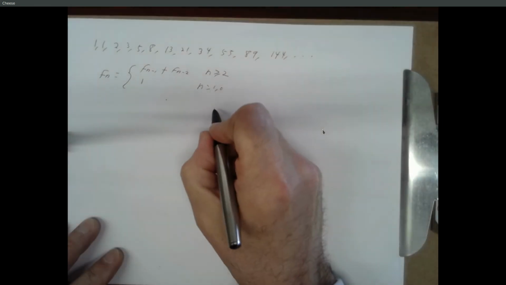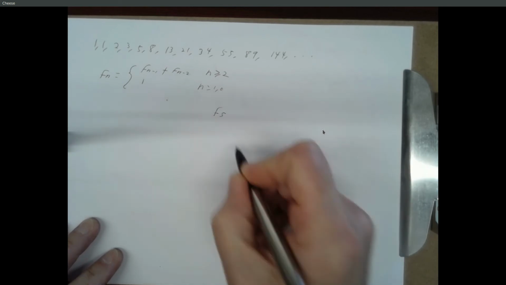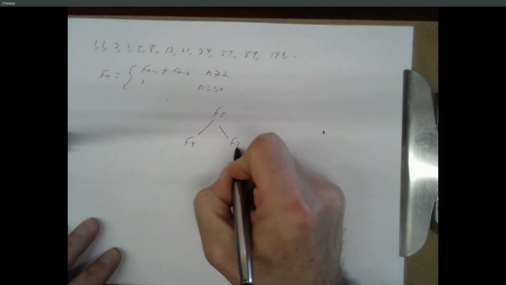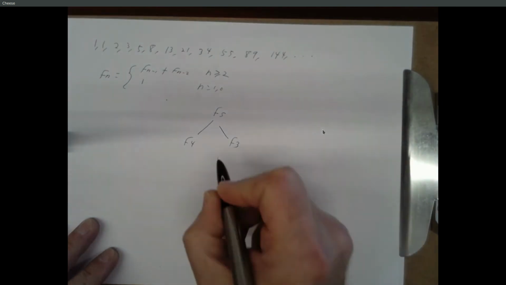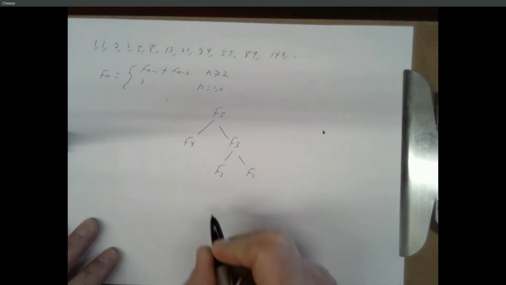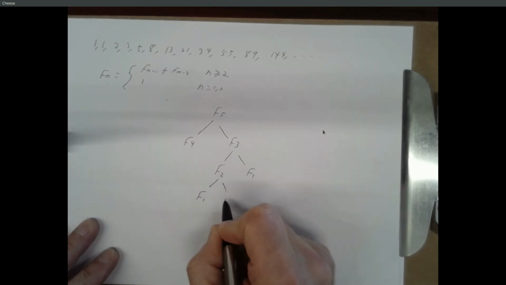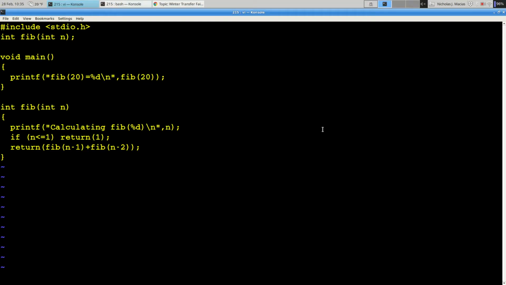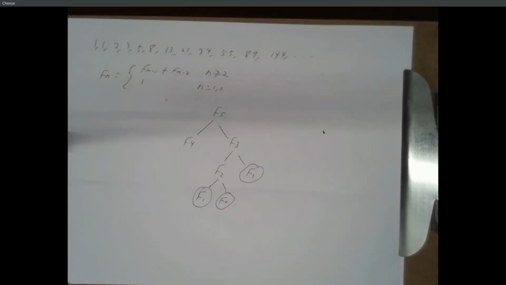Okay, so why is this blowing up so much? Suppose we want to calculate the 5th Fibonacci number. To do that, we have to calculate the 4th and the 3rd Fibonacci numbers. To calculate the 3rd Fibonacci number, we have to calculate the 2nd and the 1st. And to calculate the 2nd Fibonacci number, we have to calculate the 1st and the 0th. And for these, we don't have to make any recursive call, because our code says if our number is less than or equal to 1, just return a 1. So our recursion ends at this point.